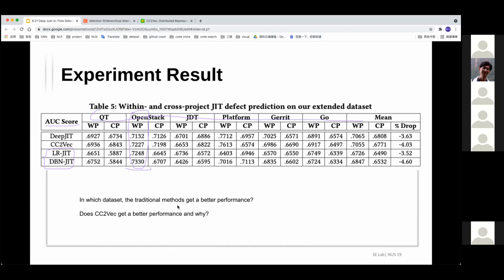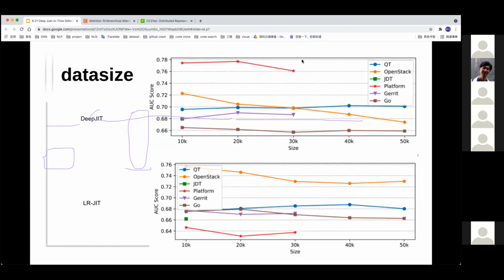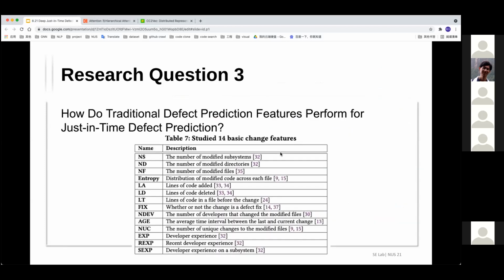Okay, so here is about the data size. Unfortunately, we can see that with a larger data set size, the performance is still quite the same, even getting worse. So with a large data set size, it can't get better. Let's keep going.